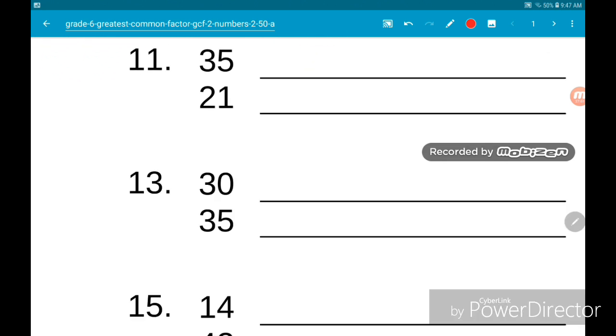Almost halfway through. Almost done, almost done, almost done.